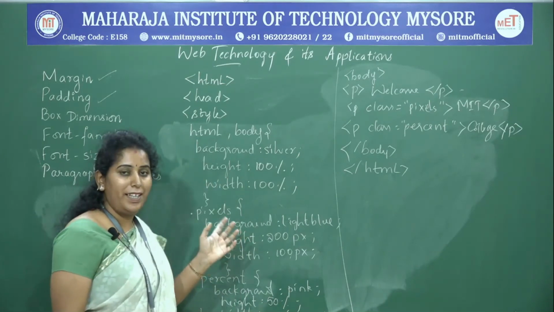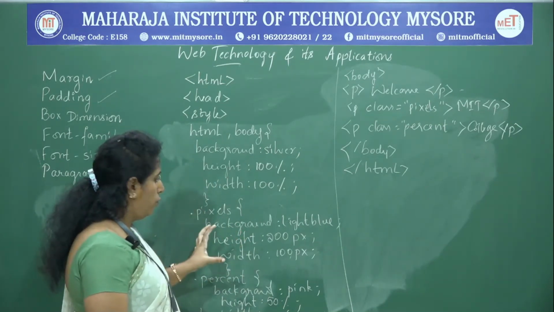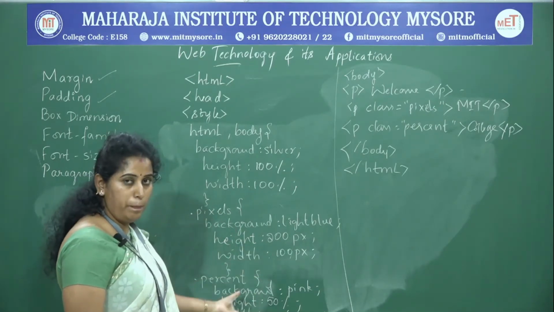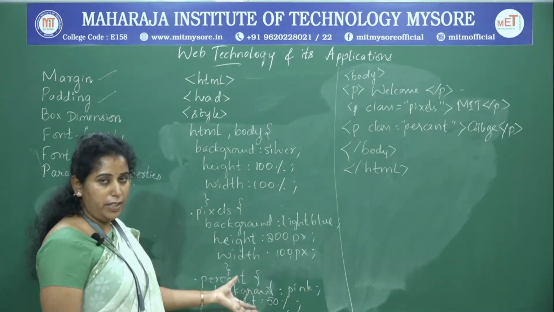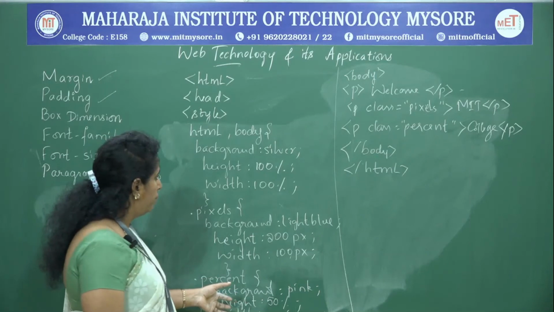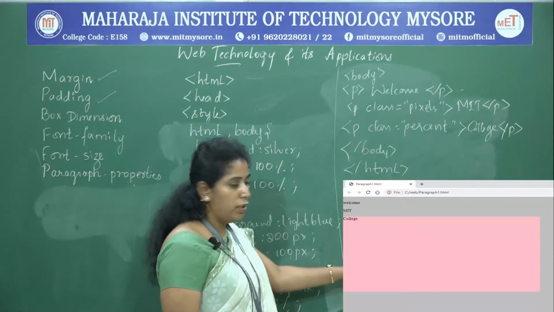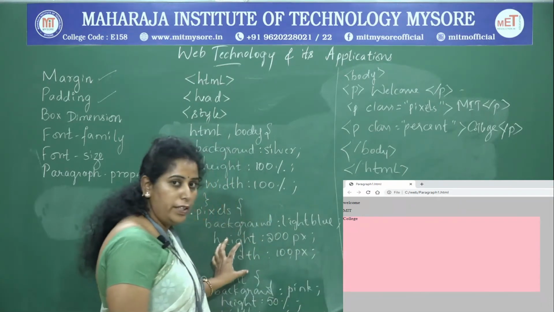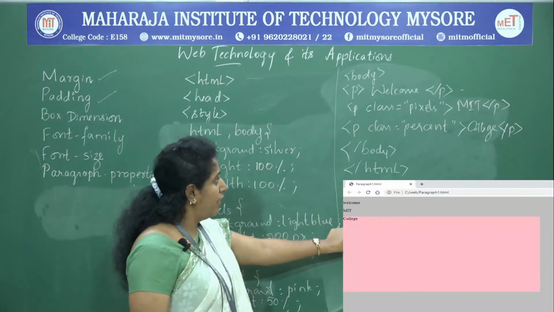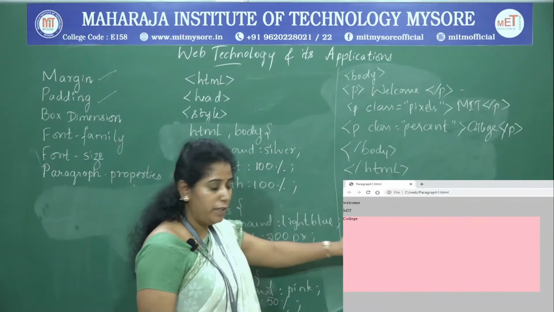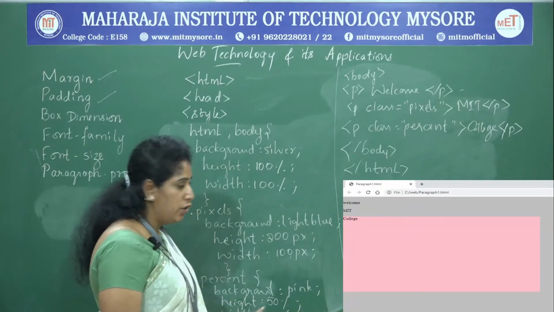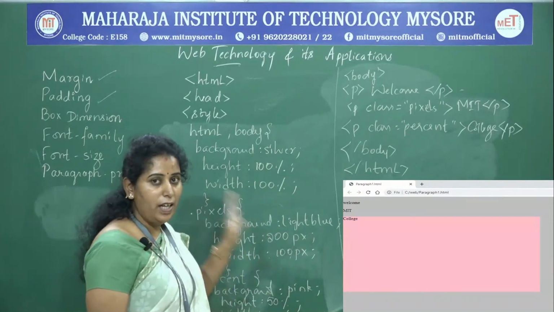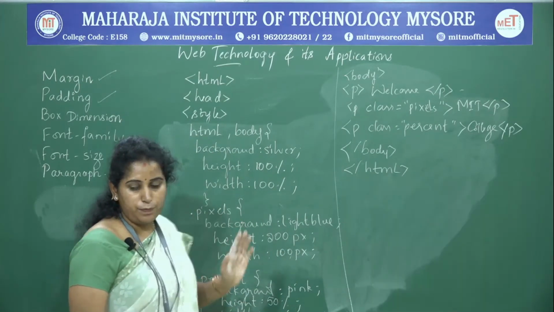So this program clearly instructs you how the pixel varies and how percentage varies in terms of height and width. So finally let me run this program. You can look into the output, how it is going to vary. If I give the values of height and width in pixels, you can see the text area MIT, how it has been displayed. And if I give in terms of percentage, you can notice the college message, how it has been printed. Hope you are getting how box dimension works.